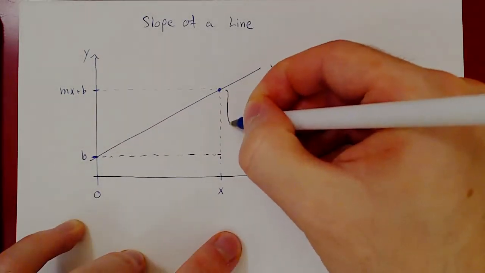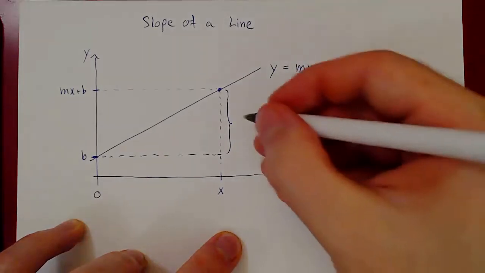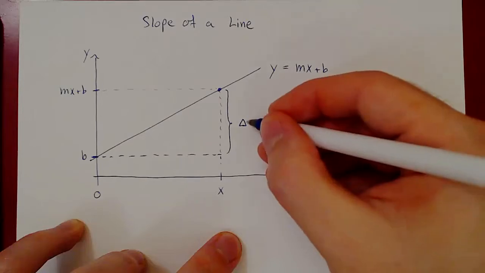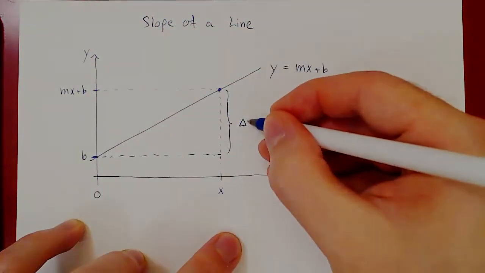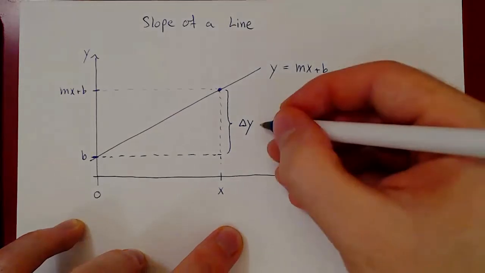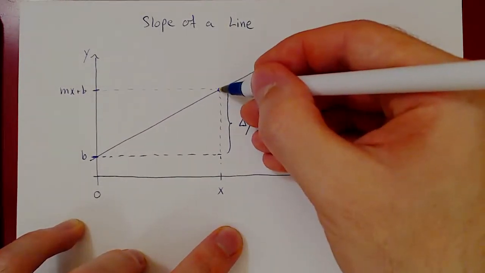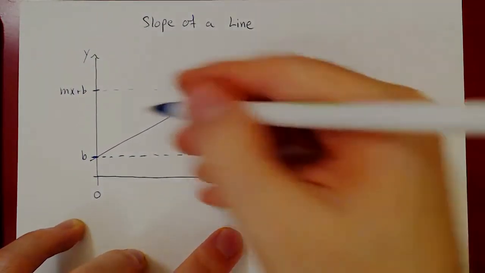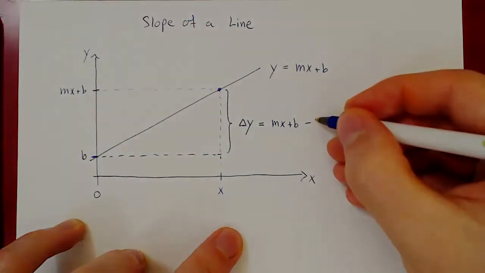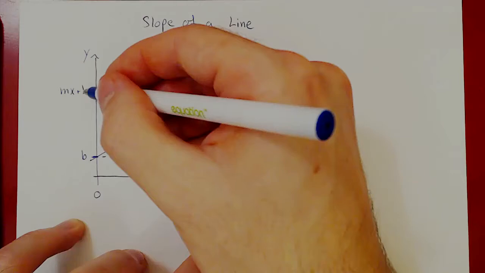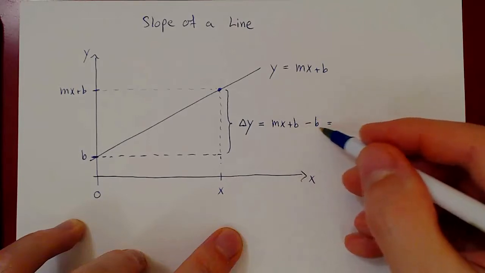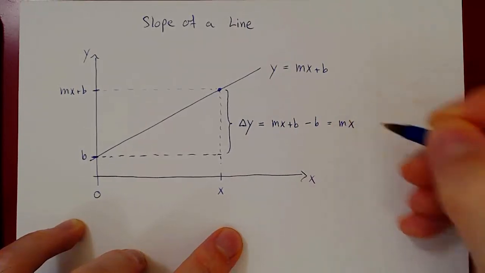So what is the change in y? And how do we denote it? We use, if you remember, the little triangle symbol. And this little triangle is called delta, and it means change. And we have a change along the y-axis, so it's a change in the y direction. Well, it is, of course, the larger y value, mx plus b, minus the smaller y value, b. Right? So the greater y value minus the smaller y value gives you the change in the y direction. But mx plus b minus b is just mx.